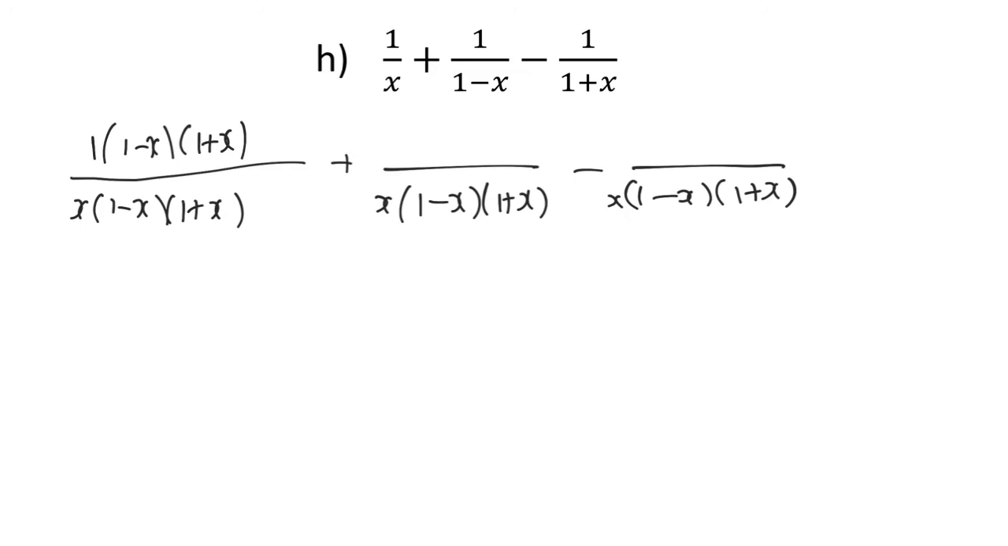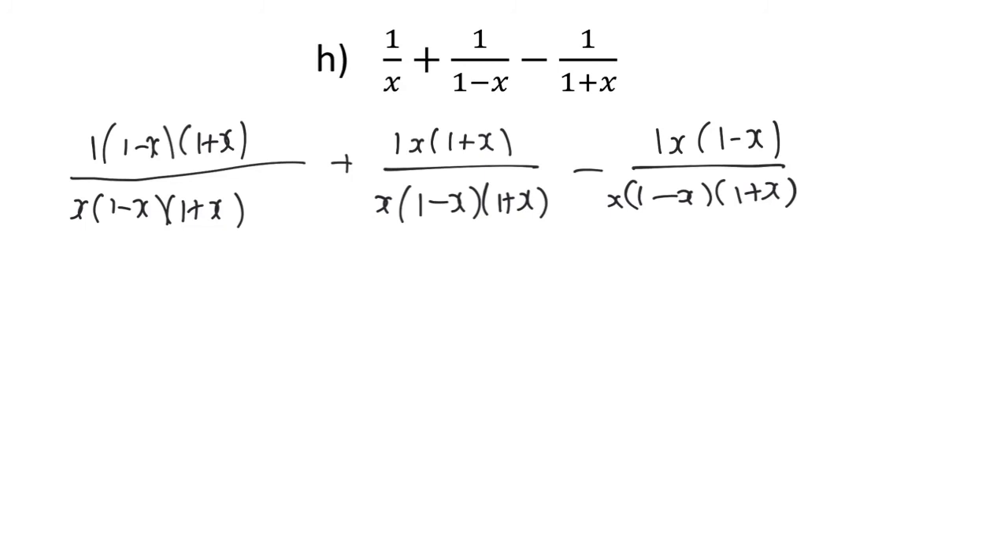The second fraction already has the 1 minus x, so it's got the middle term. So we need to multiply it by the other two. And we've done that in the denominator, so we need to do that in the numerator as well. So that's going to be 1x upon 1 plus x. And then the last one, it's already got the 1 plus x, so we've multiplied it by x upon 1 minus x. So we need to do the same in the numerator. And that's going to be 1x upon 1 minus x.